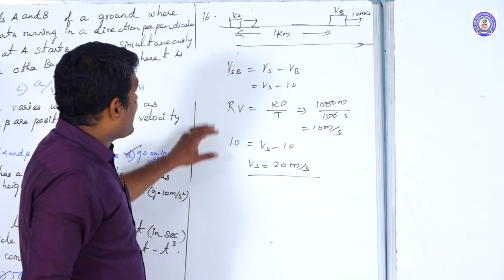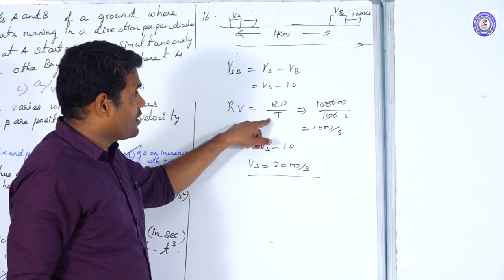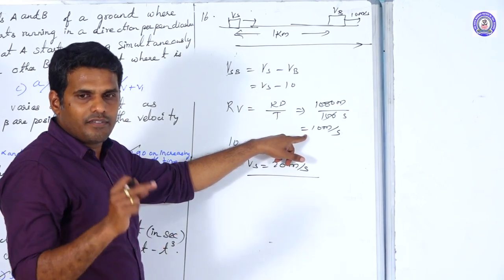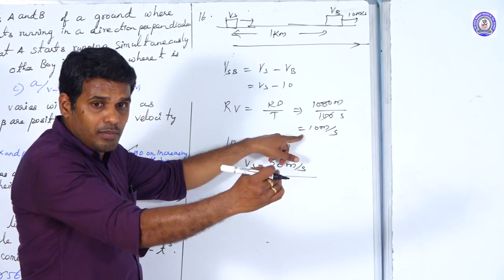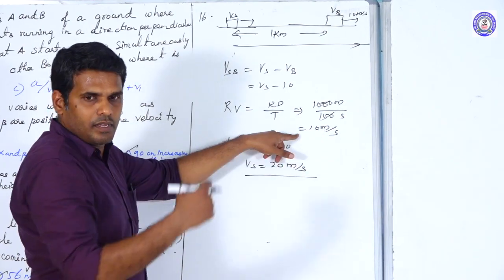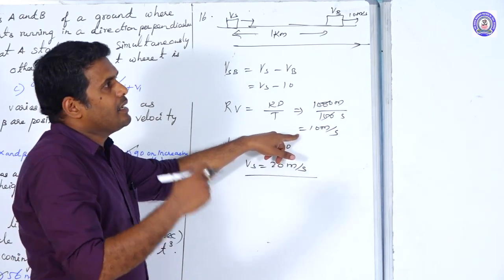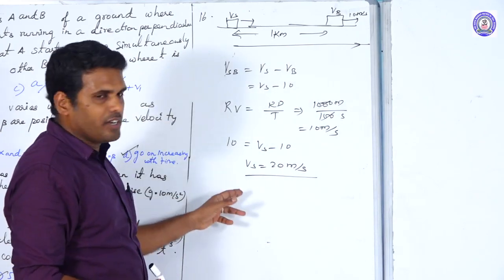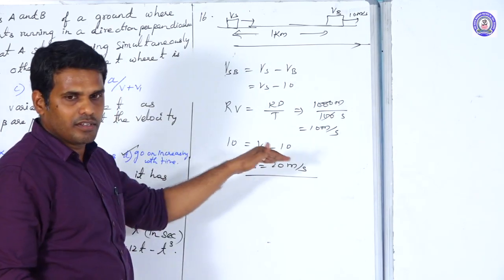So if you directly calculate the relative velocity as relative displacement by time, you will get 10 meters per second. If the scooterist travels with a velocity of 10 meters per second, he can reach the bus, but he cannot overtake the bus. In order to overtake the bus, he should add up the velocity of the bus too. So 10 plus 10, 20 meters per second. Logically, you can bring out the result here.